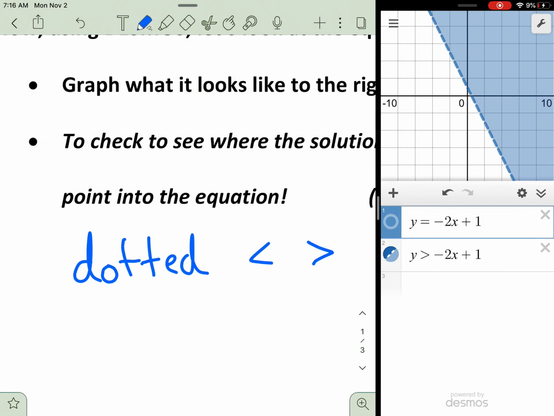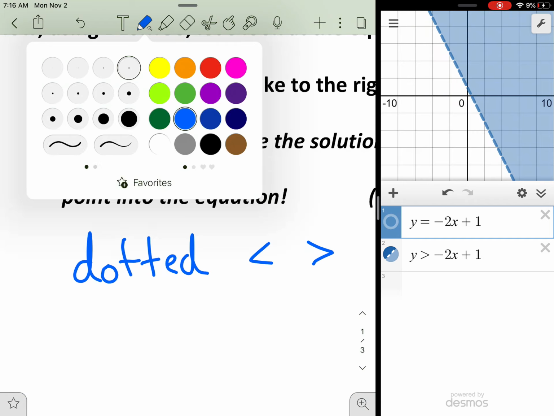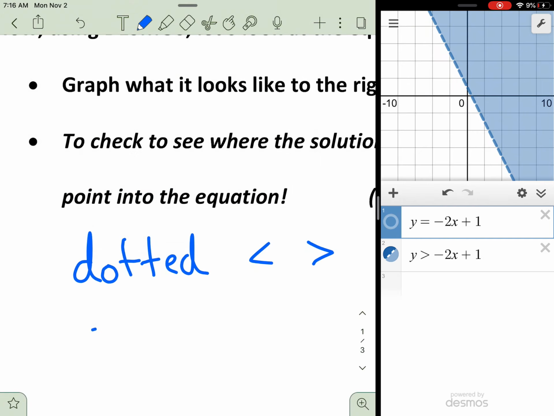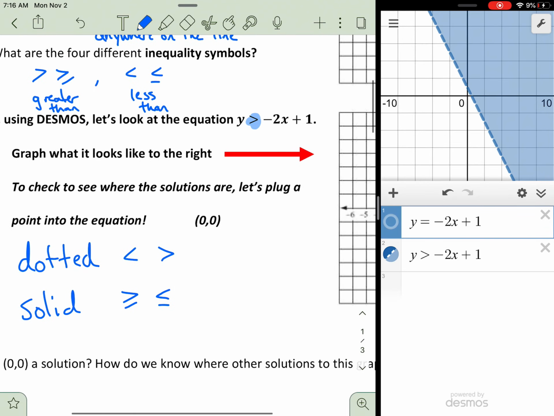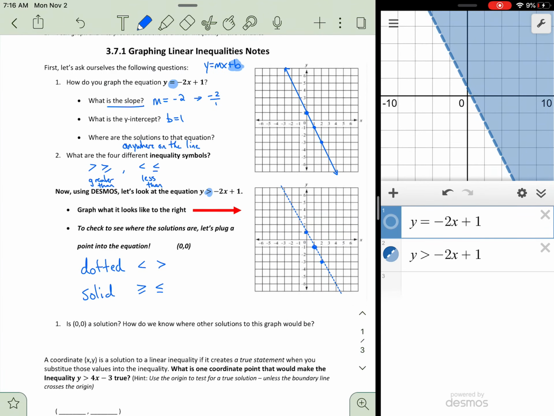There we go. Okay, and it is a solid line if it's greater than or equal to or less than or equal to. Okay, it says to check to see what the solutions are, let's plug a point into the equation.